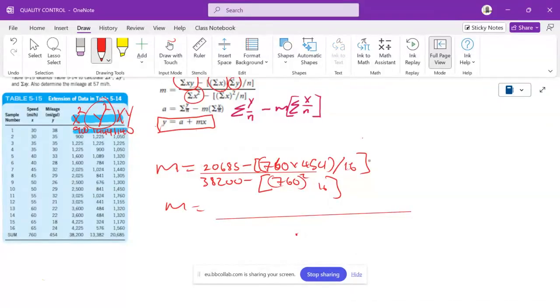So now I'm going to deal with everything that is here. 20,685, then 760 multiplied by 454, like that. Then I'm getting this, divided by 16. Then I'm getting this, 21,565. I'm doing this approach because of the calculator. It has turned to that method whereby it doesn't allow me to just punch it in all at the same time.